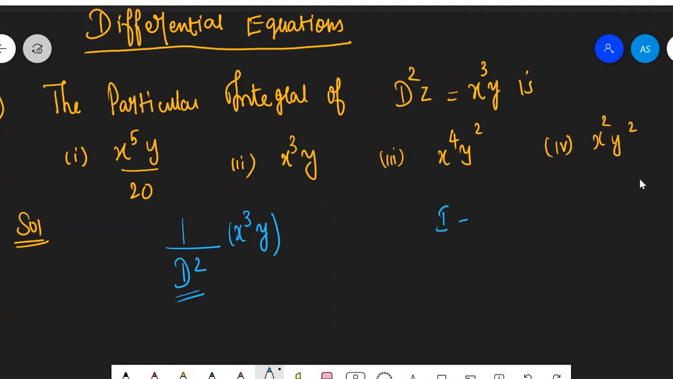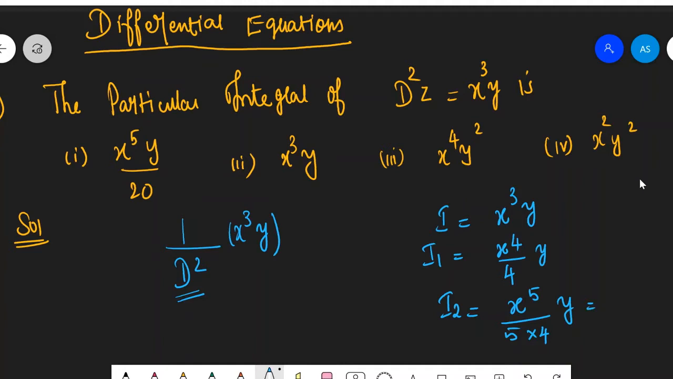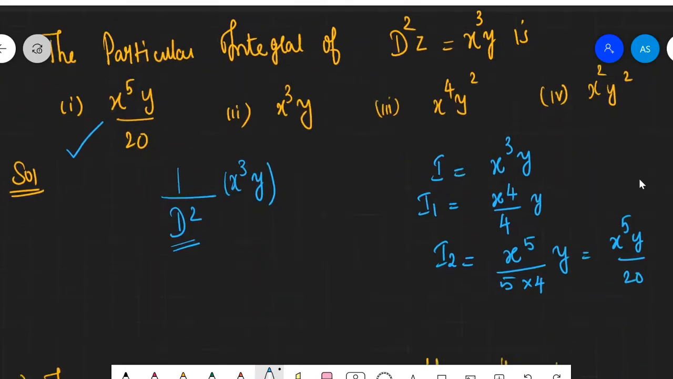So if I am taking I equals x cube y, I1 is integration of x cube y with respect to x. So x power 4 by 4 into y. I2, second time integration, x power 5 by 5. Already we are having 4 in denominator. So x power 5 y divided by 20. So option 1 is the correct answer.